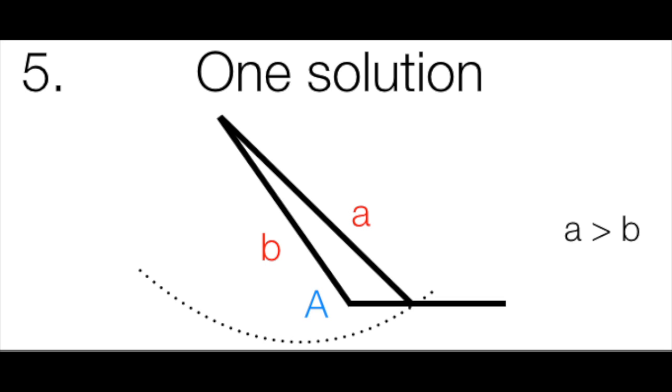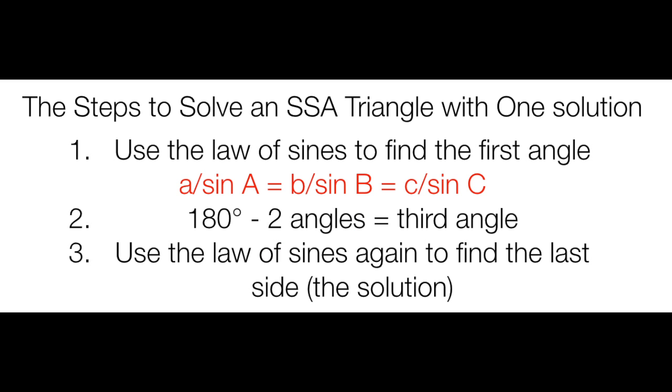From here, you can solve this SSA triangle the same way it was solved in possibility number 3. First, you can use the law of sines. Then, second, as we know that all angles add up to 180 degrees, you can use the two angles to find the third angle. Finally, you can use the law of sines again to find the third side.